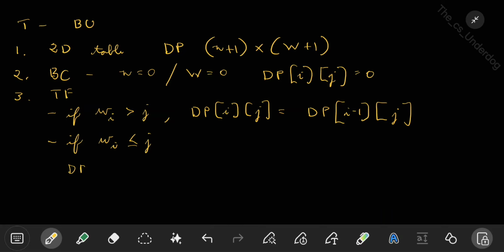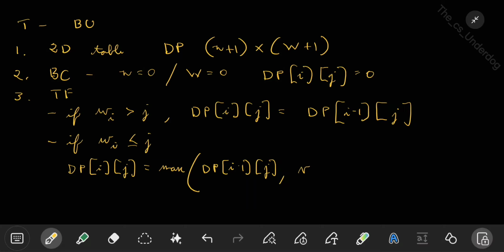dp of ij, how can you write this? This will be equal to the maximum of, what are the two things? One is the same thing. If you are not including, then it will be dp of i-1 j. This is the case if you are not including. But if you are including, then what will be the case?